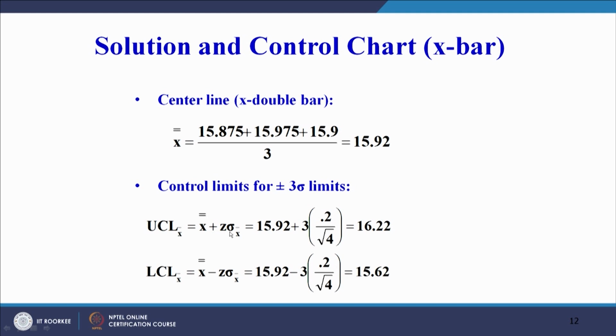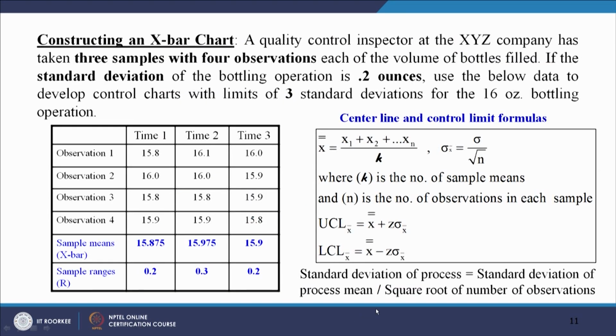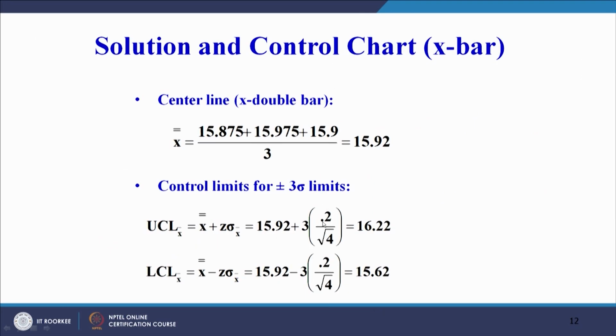X double bar plus 3 times the standard deviation of the process. So 15.92 is the grand mean, we can say, the mean of sample means, plus 3 times the standard deviation of the mean, as we have seen in the previous slide. You can see the standard deviation of the process mean divided by the square root of the number of observations per sample. So with this we calculate 16.22 as the upper control limit, and the lower control limit is again the center line minus 3 standard deviations.